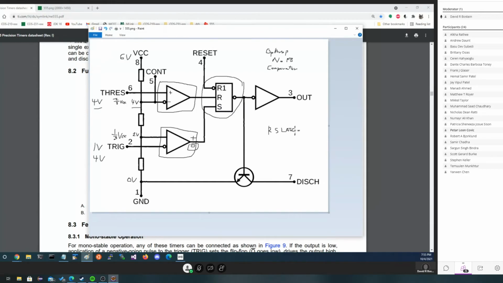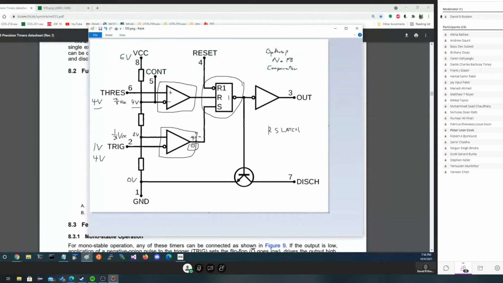And the way it works is, if you push the set button, its output becomes a 1. If you push a reset button, its output becomes a 0. If you keep pushing the set button, it stays a 1. If you keep pushing the reset button, it stays a 0. So once you set it or reset it, it won't change until the other thing is pushed.